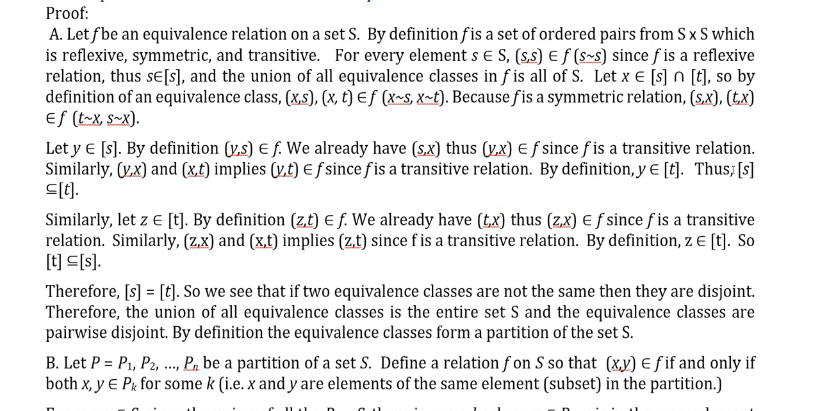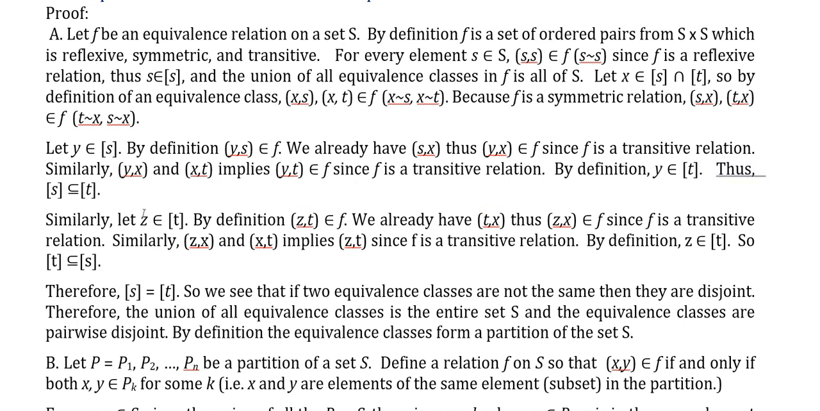Now, similarly, it's the same argument, just going the other way. Let z be an element of the class of t. So we just come back to the same argument. That means (z, t) is in F. Z is related to t. But we already have (t, x) is in F.